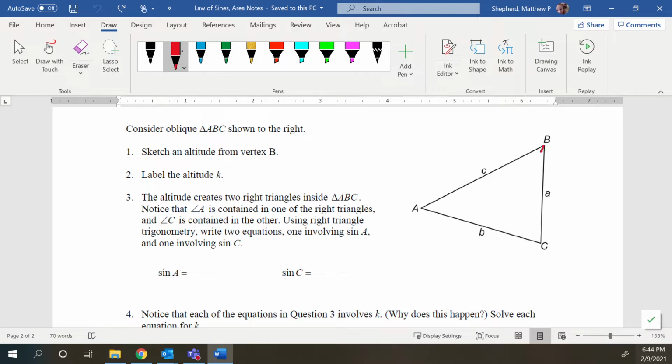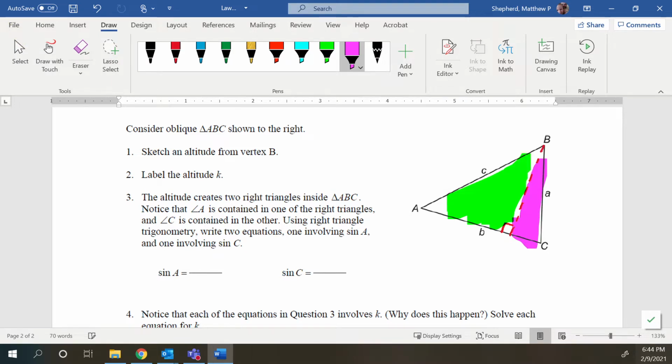So my first step is I'm going to go from B and I'm going to create an altitude. Now an altitude just goes from a vertex down to a side and creates a 90-degree angle. So now I've got two 90-degree triangles, this one on the left and this one on the right. Next, I'm going to label my altitude, and I'm just going to go ahead and call it K.